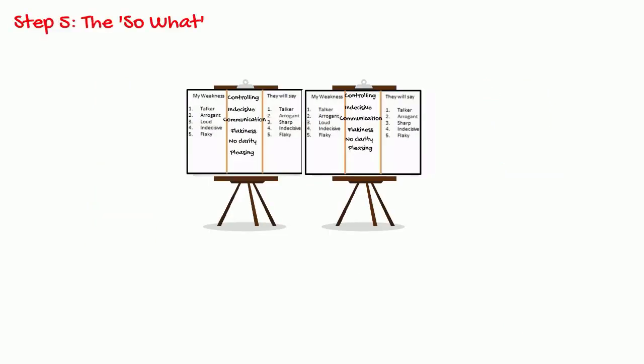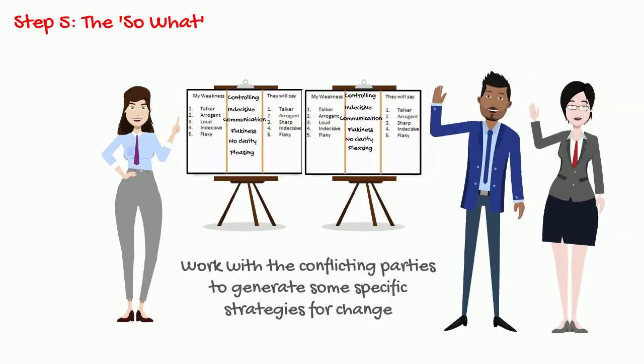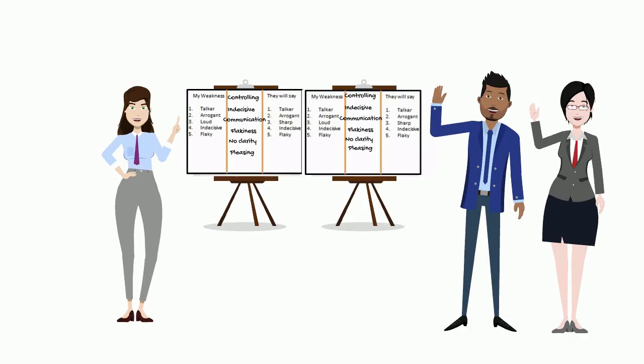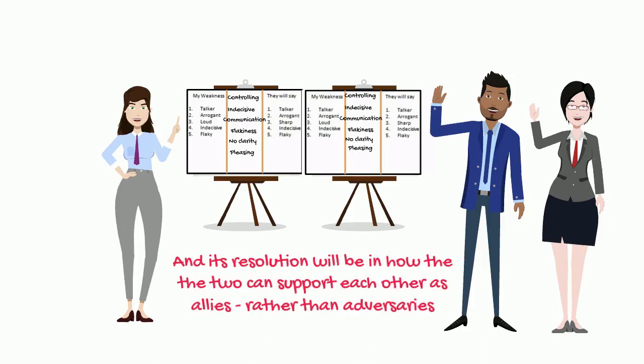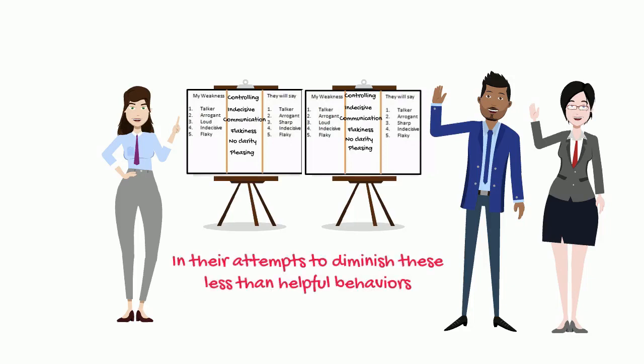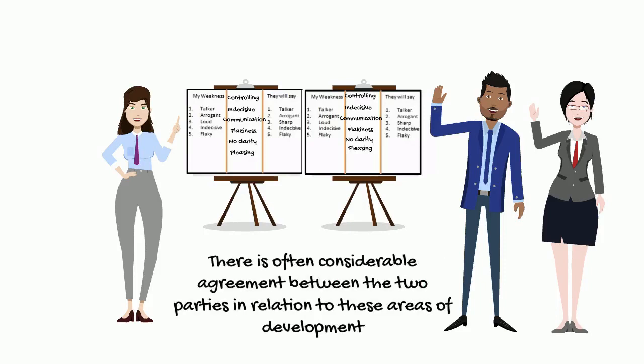Step 5, the so what. Now that the analysis steps have been completed, the facilitator should work with the conflicting parties to generate some specific strategies for change. The root of the conflict will often be in the most offending behaviours identified in these assessments, and its resolution will be in how the two can support each other as allies, rather than adversaries, in their attempts to diminish these less than helpful behaviours. It is often the case that there is considerable agreement between the two parties in relation to these areas of development.